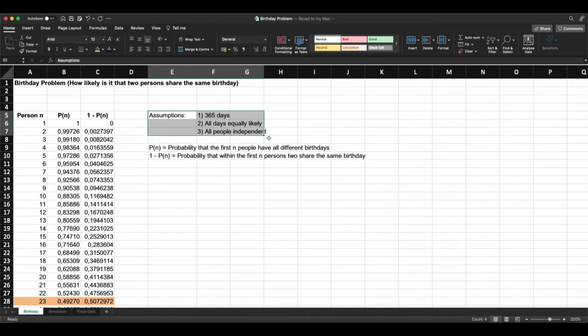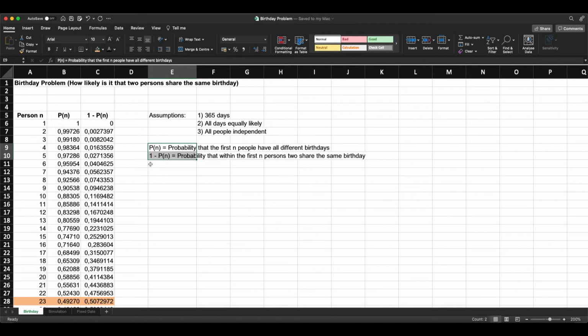All people are independent. So with that, we have PN, which is the probability that the first N people have all different birthdays, so no one shares the same birthday. So 1 minus that probability is the probability that within the first N persons, two share the same birthday.